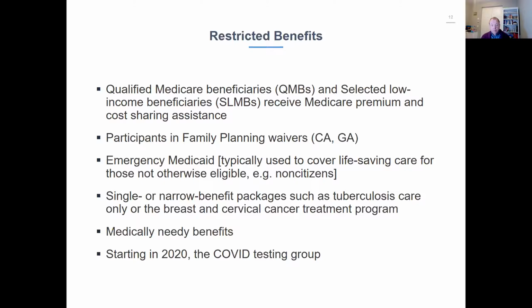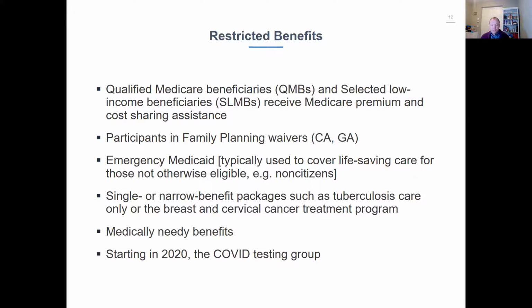Participants in family planning waivers, emergency Medicaid used to cover life-saving care, typically for people who might be, for instance, non-citizens. So you may find that there are some people who, say, would normally be age eligible. We've run into this in previous use of files where we had dual eligible enrollees. We had people who were over 65, for instance, and had Medicaid covered services, but were not in the Medicare program. And so one of the things that we ran into was the fact that we did have some people who were non-citizens in that sample. So it's just one example.